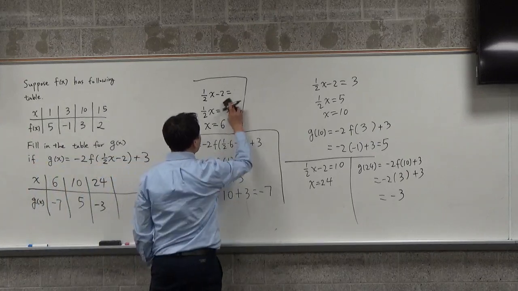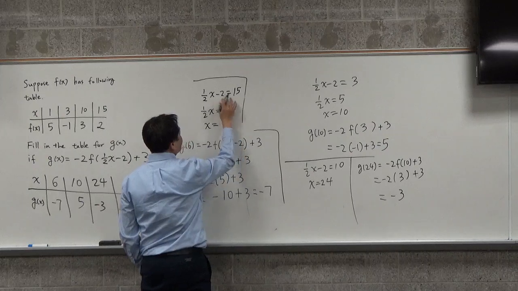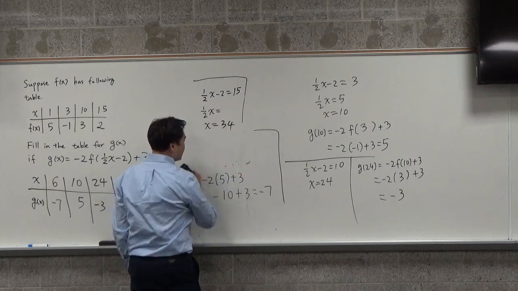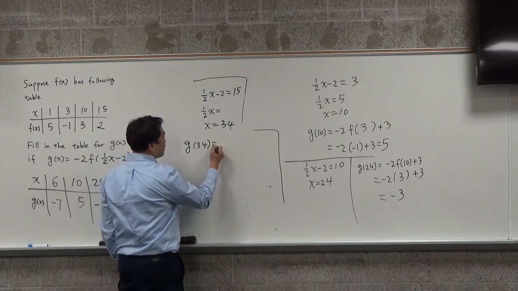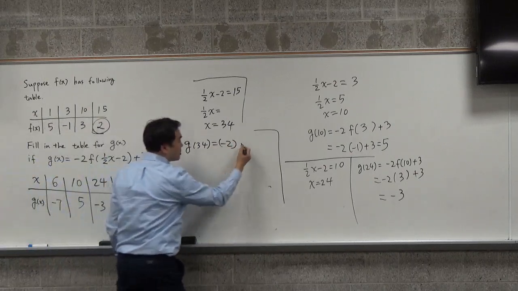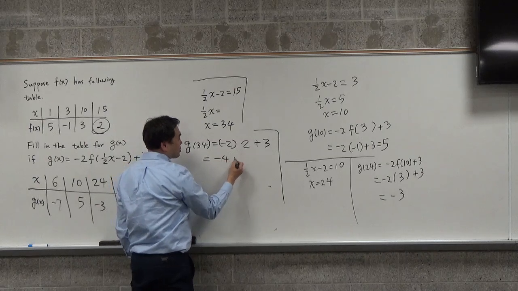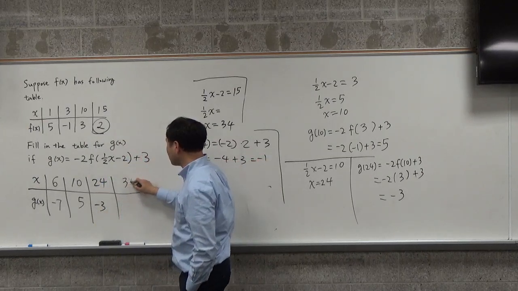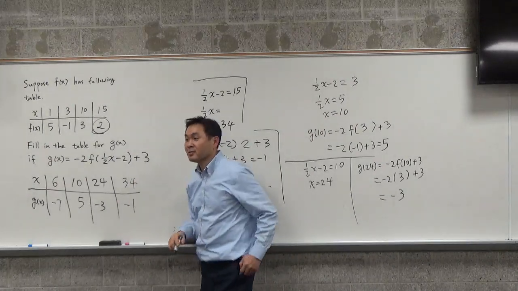Okay, finally, if you have 15, there'll be 17, and then 34 is what you get. g of 34 is going to be negative 2 times this value here, plus 3. So it's negative 4 plus 3, which gives you negative 1. So when x is 34, you get negative 1 as your answer. Okay? That's all.